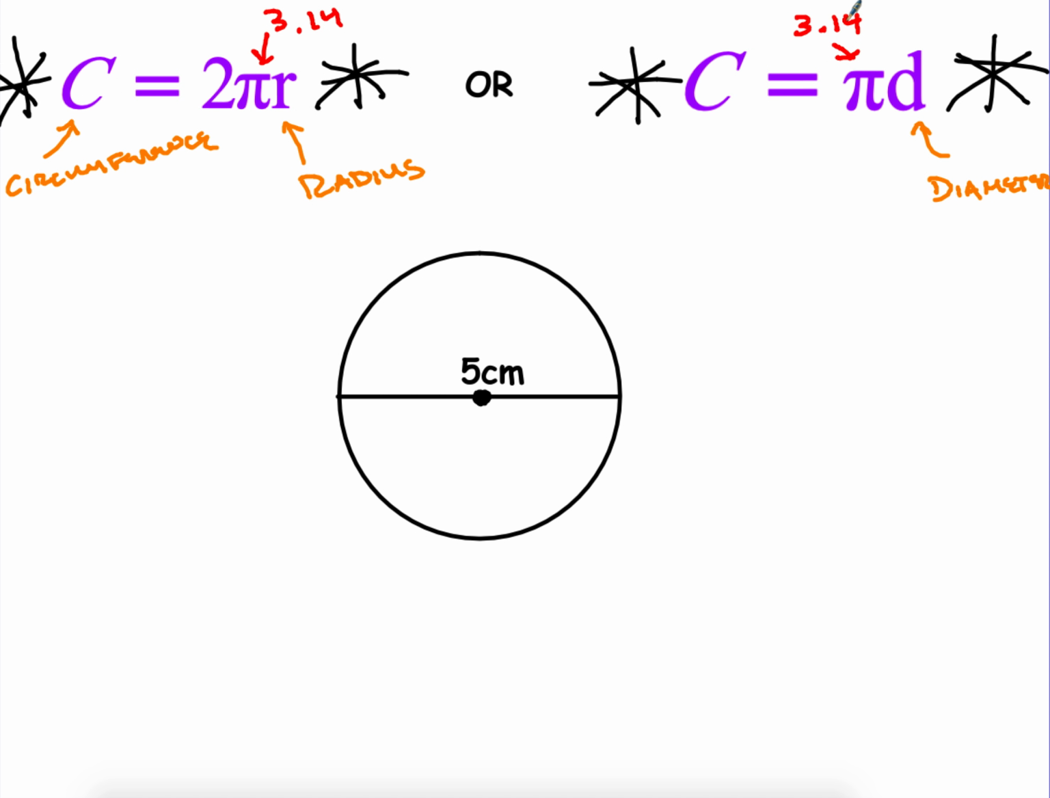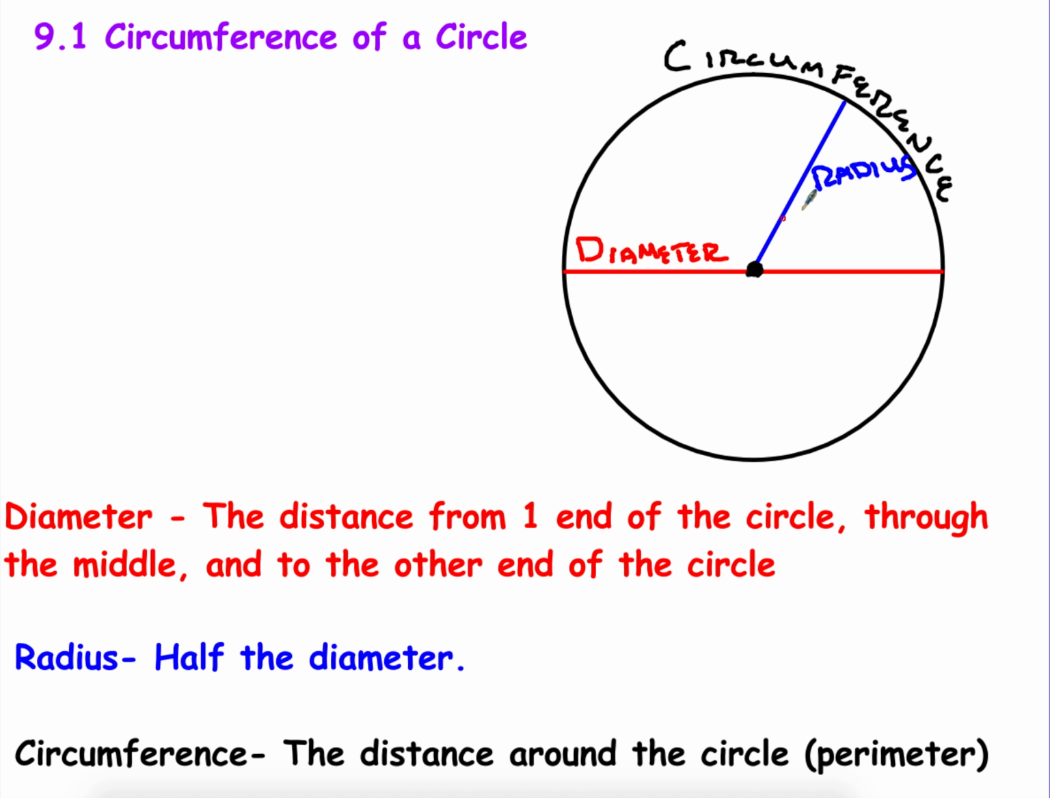Okay? So if you're given your radius, you would just multiply by 2, because if we go back to what we were just talking about, if my radius was 3, I would multiply by 2, and that would give me my diameter of 6, right?